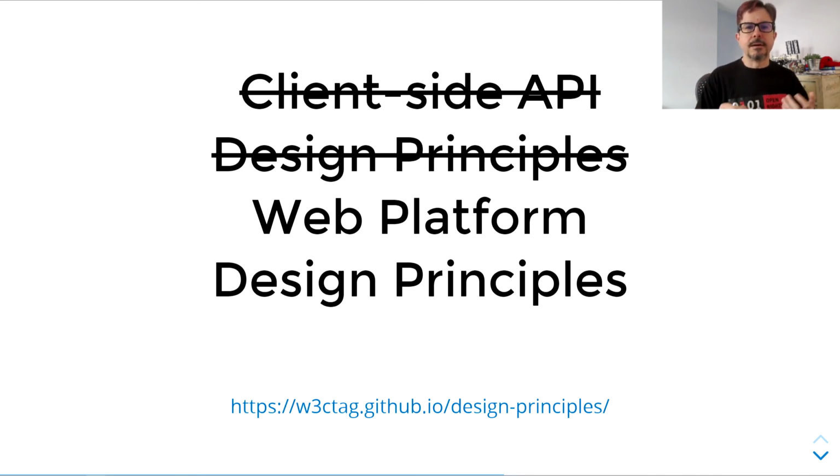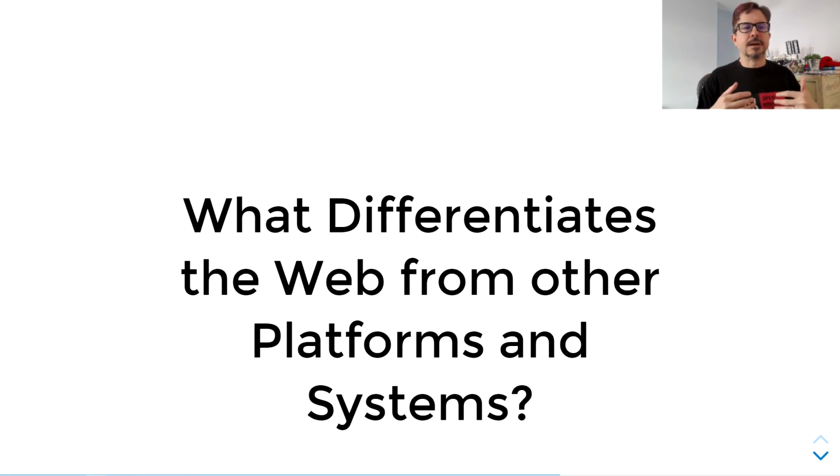So one of the questions that we're attempting to answer with this document is what differentiates the web from other platforms and systems, which I think is a really important issue to think about. And we don't have a single answer, but I think some of the principles in this document, and the way that we've linked back to our Ethical Web Principles document from it, show the way forward for what those differentiators are.